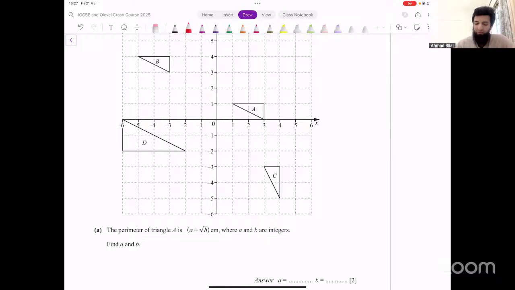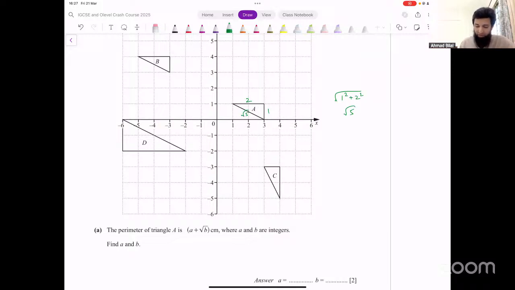Okay, perimeter of this triangle. What's perimeter? Perimeter is just the sum of all sides. This side is 2, this side is 1. Hypotenuse, what's that going to be? Using Pythagoras, base square plus perpendicular square, root of that, that's square root of 5. So this side is square root of 5.